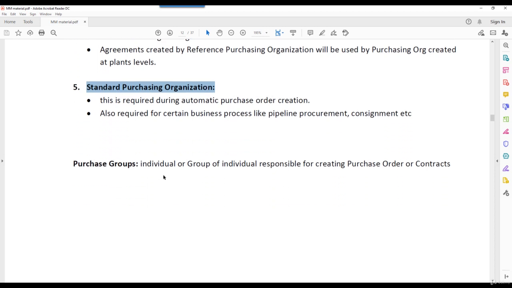Now coming to purchasing group. See, individuals or groups of individuals responsible for creating purchase orders or contracts.